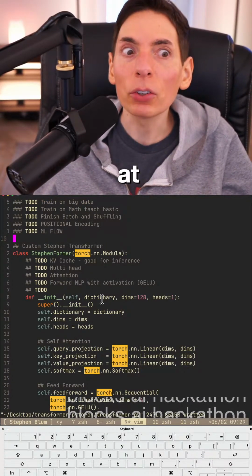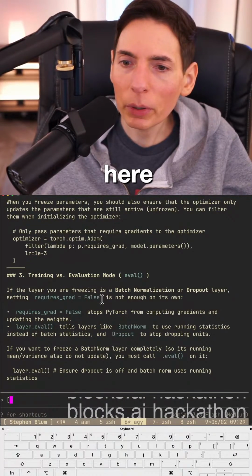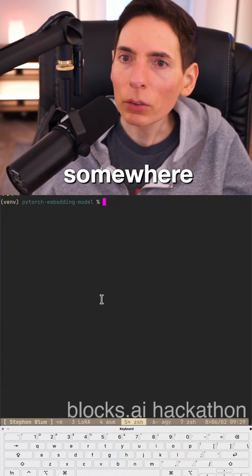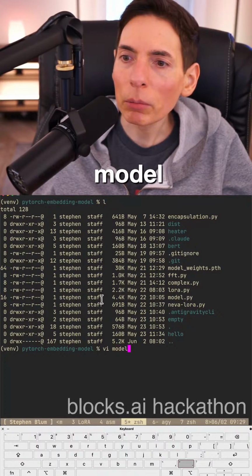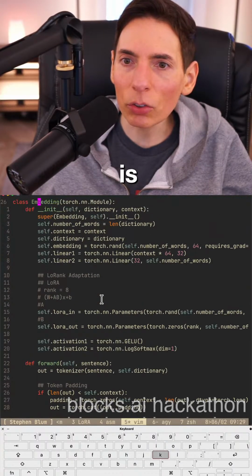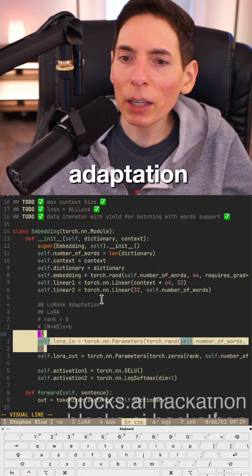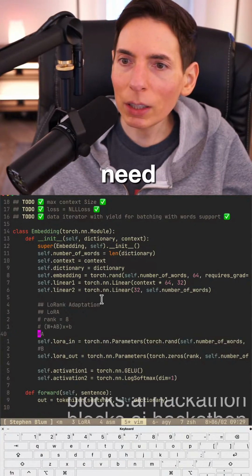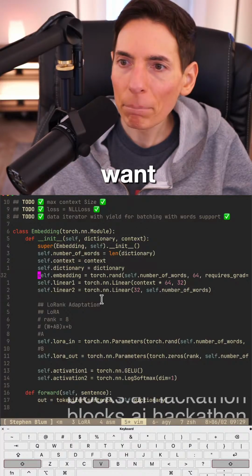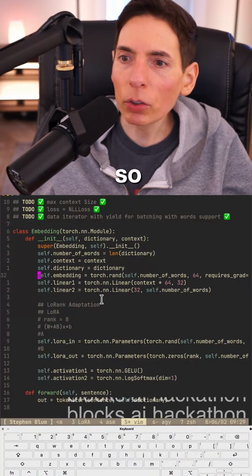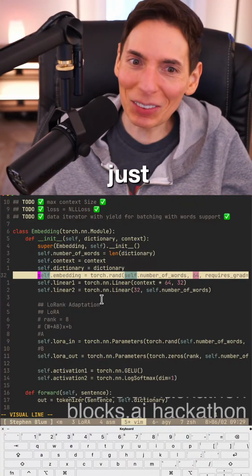Where was it at? You guys remember? It'll be around here somewhere. Maybe it's called model.py. Do we have embed? Here it is. But we also did low rank adaptation, so we need to pull just the embedding. I suppose we could just copy and paste this right here.